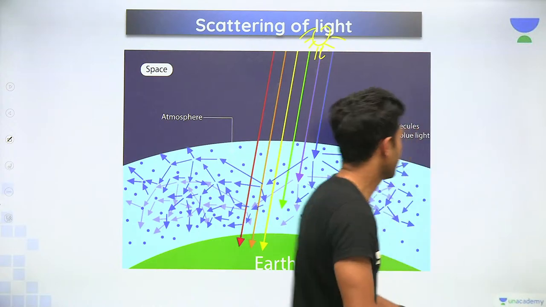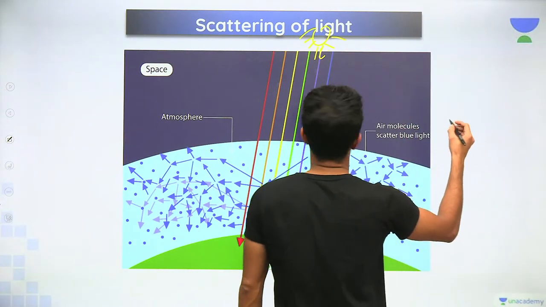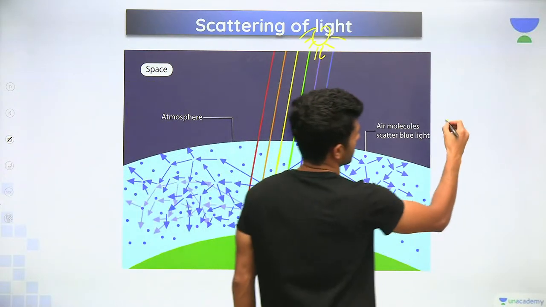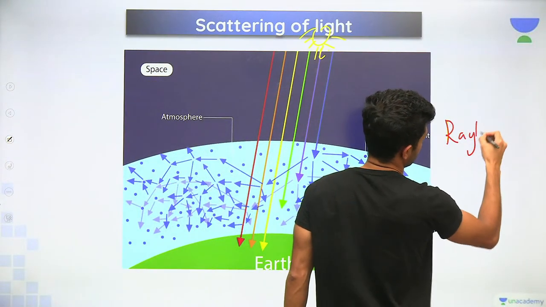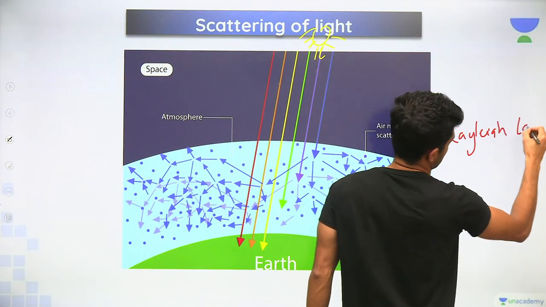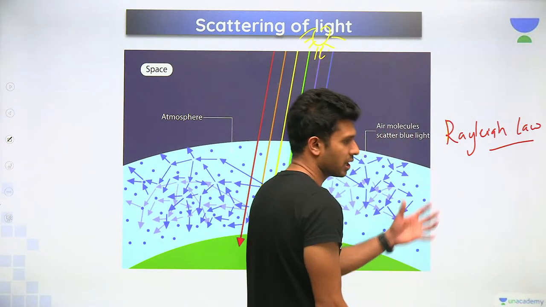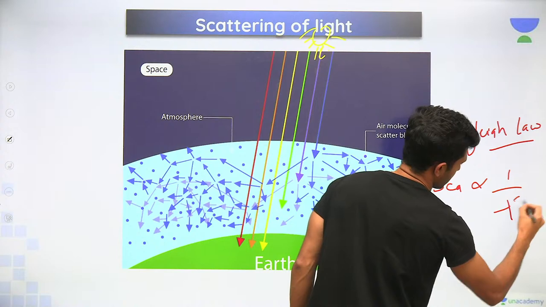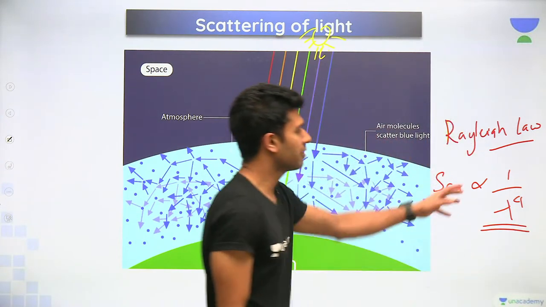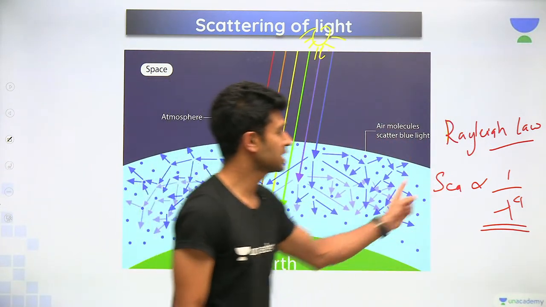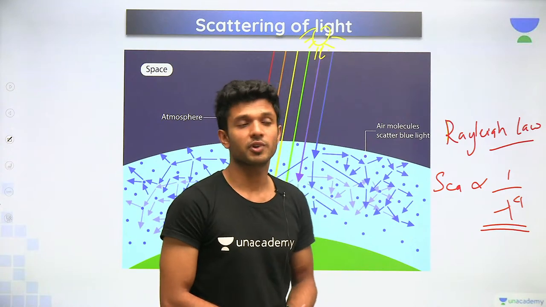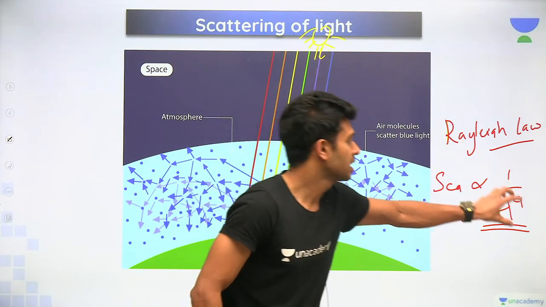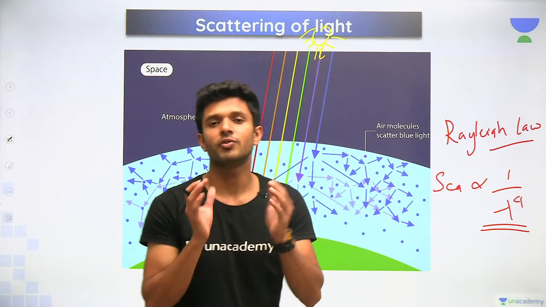And according to Rayleigh's law, R-A-Y-L-E-I-G-H, it was a scientist who found out that the scattering is inversely proportional to the fourth power of wavelength. Which means it is inversely proportional to the fourth power of wavelength. So who can have a large scattering? The one with the lesser value of wavelength.